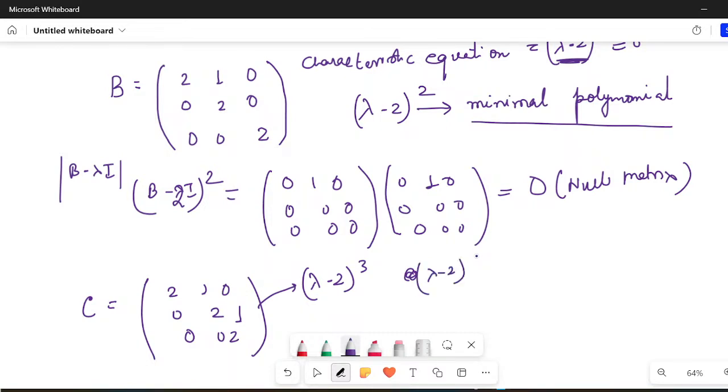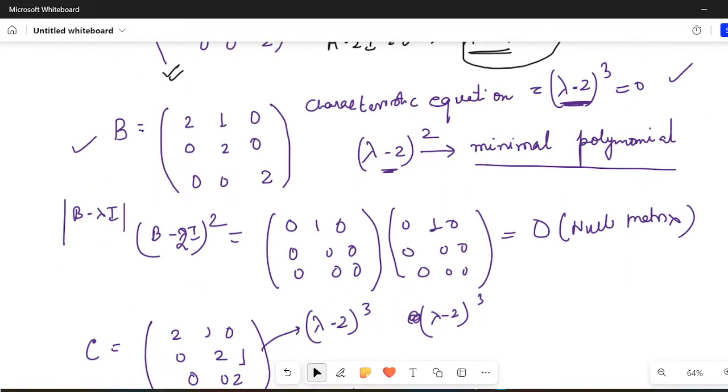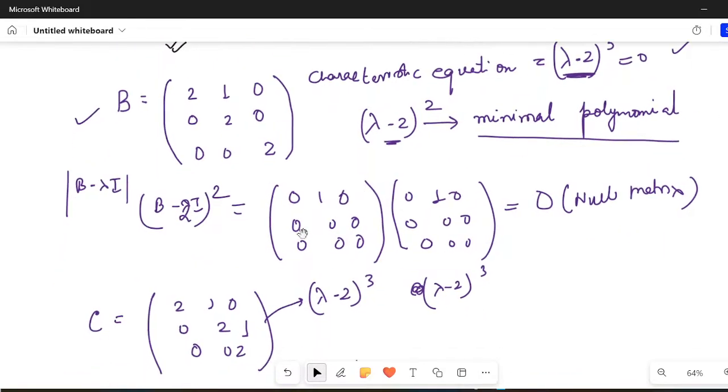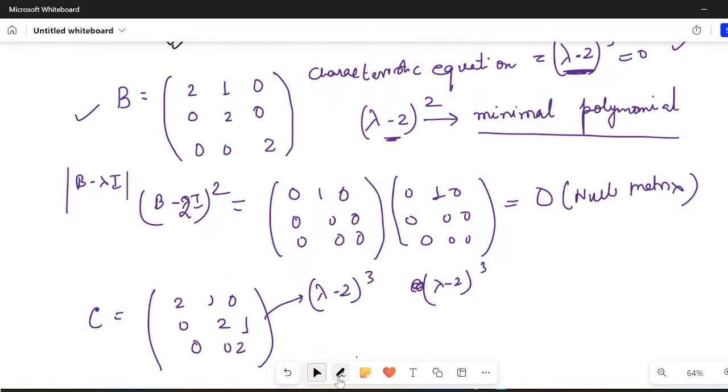I have not taught you how to find the minimal polynomial, but I am just stating it. So for B, the minimal polynomial would be (lambda minus 2) whole square. For the matrix A, the minimal polynomial would be lambda minus 2, which is quite evident itself. For C, the minimal polynomial is equal to the characteristic polynomial here.